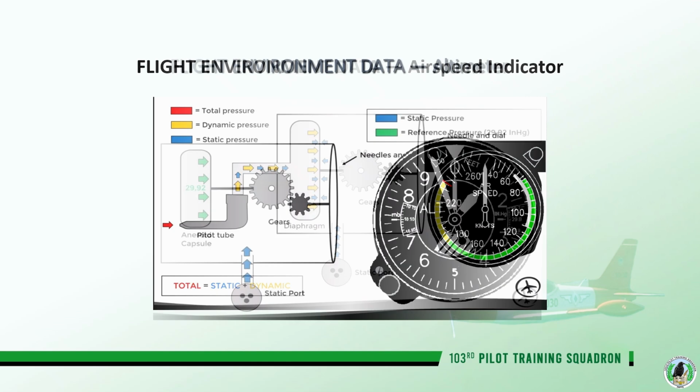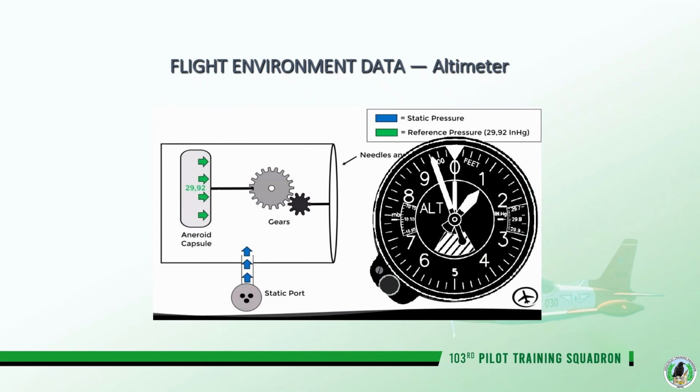Altimeter. The altimeter indicates the aircraft's altitude above a given pressure level. It works by measuring static pressure. The altimeter uses an aneroid capsule that expands and contracts with changes in static pressure. This movement is then translated into an altitude reading on the gauge.